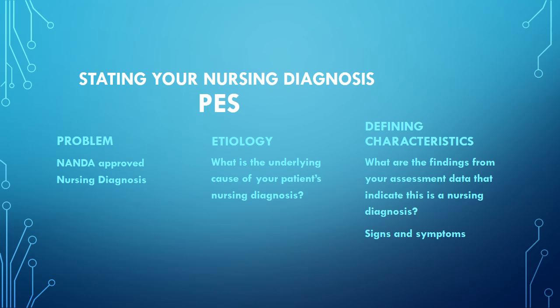So you can't come along as a new student and say, well, I think I have another nursing diagnosis. You have to identify the NANDA approved nursing diagnosis that best defines what you feel the problem is. So that's our problem statement, or the P component of the PES statement.